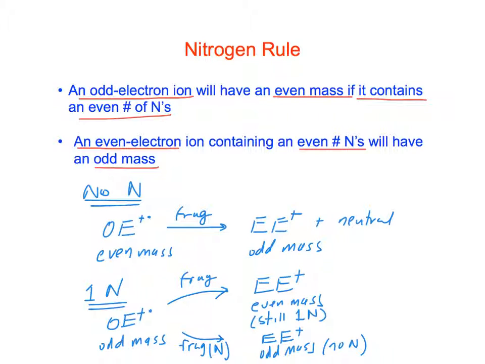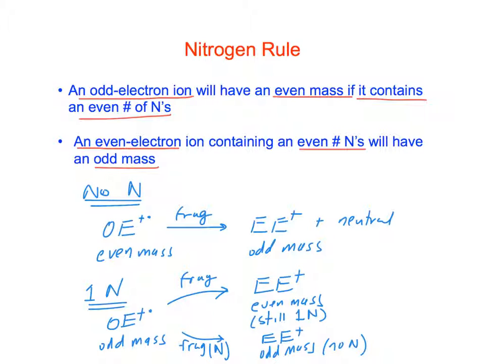If it fragments and the radical that's lost takes away the nitrogen, right, then the fragment ion, the ion that we observe, would have an odd mass. Right? Because then essentially what we've done is gone from down here to up to here. Right? Because this one has no nitrogen in it.